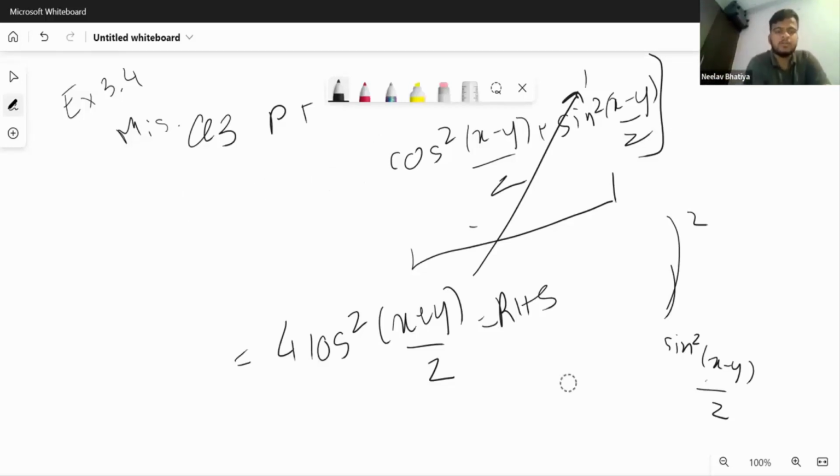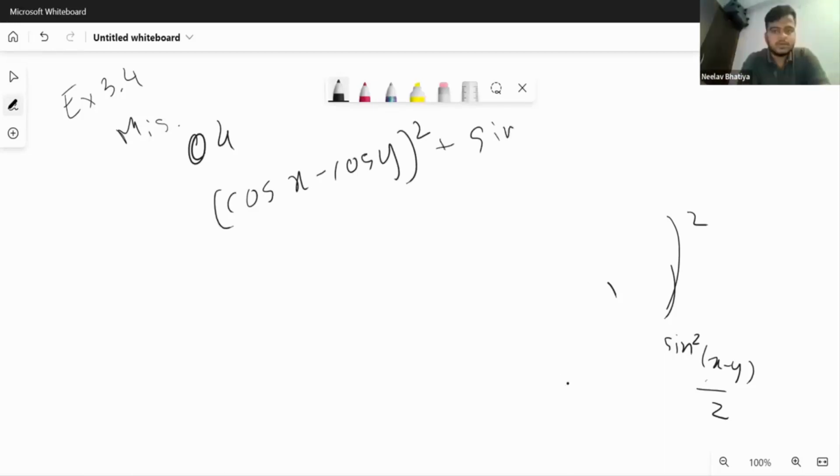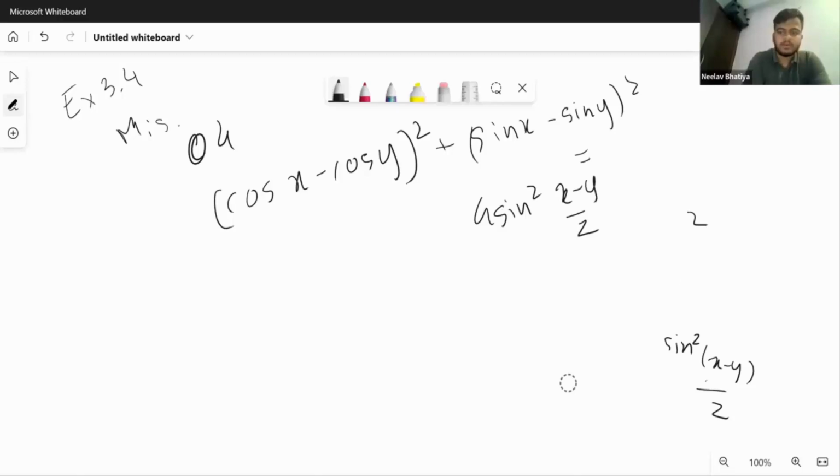Moving on, the fourth question of our day. Question number 4. Let's see what we have. (cos x minus cos y) whole square plus (sin x minus sin y) whole square equals 4 sin square x minus y by 2. It is negative, sorry. Correct? That is something that you have to prove. Same thing right here.